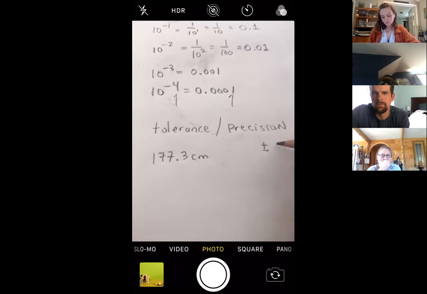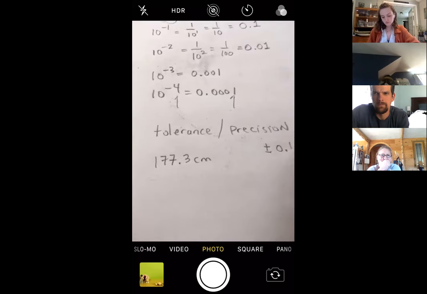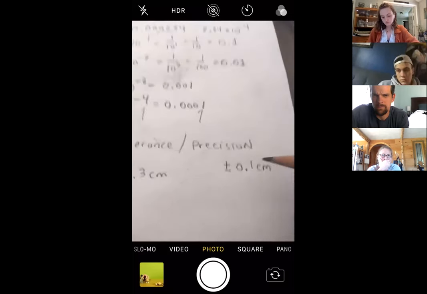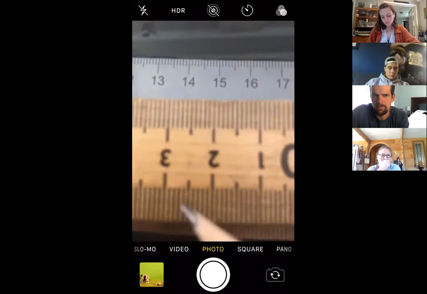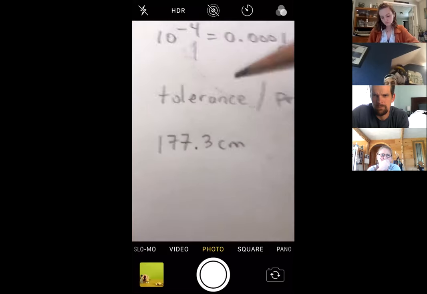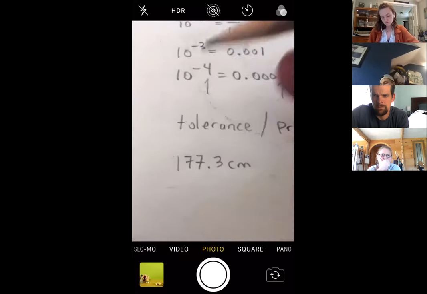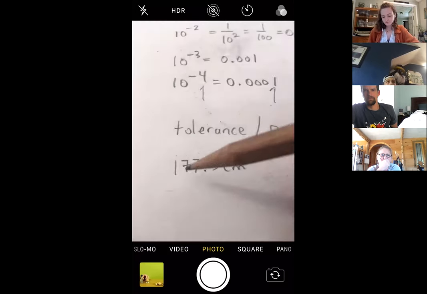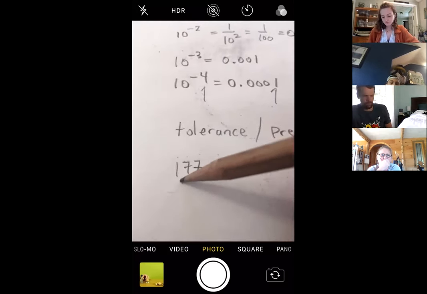Sometimes they'll specify it as plus or minus the nearest tenth of a centimeter. And that means my measurement was good to the nearest tenth of a centimeter, to the nearest little tick mark. And you can kind of see that in my measurement here, because each of these numbers conveys meaning about how tall I am. The 100 centimeters means I'm taller than a munchkin.